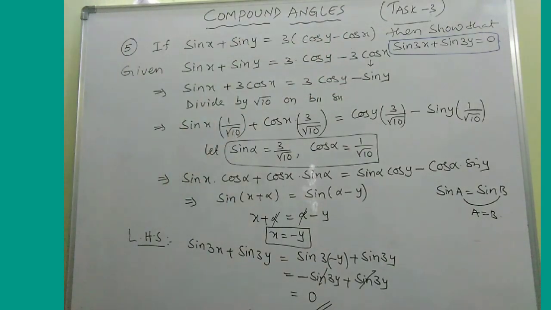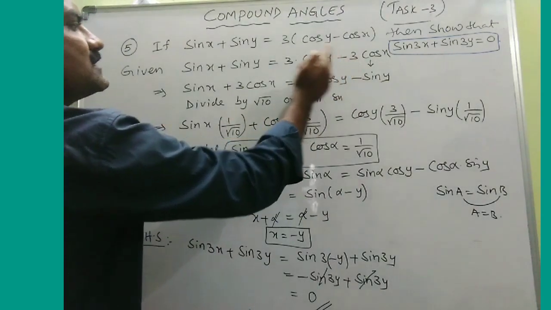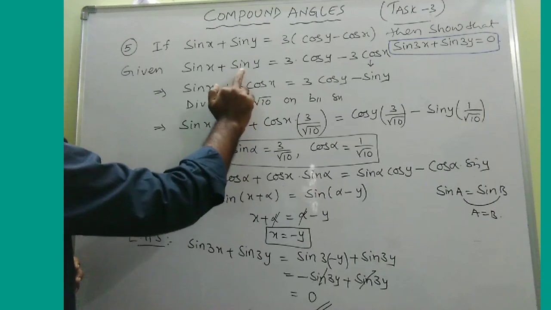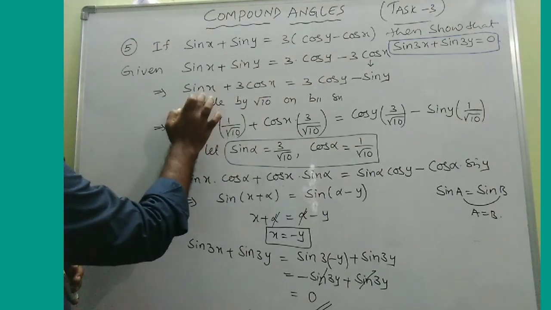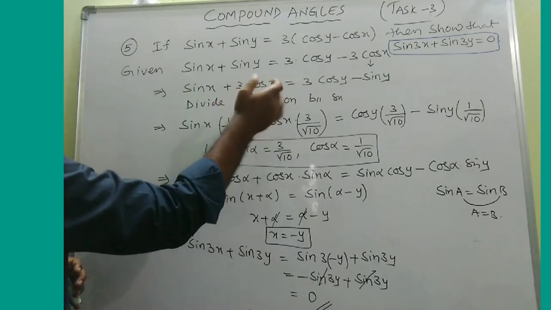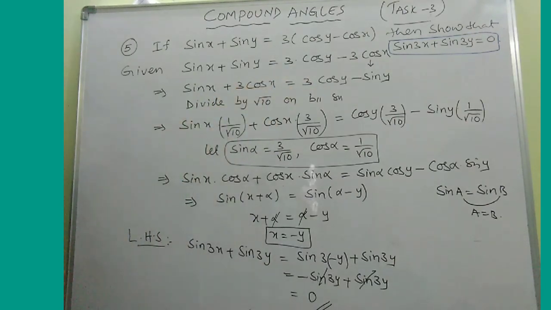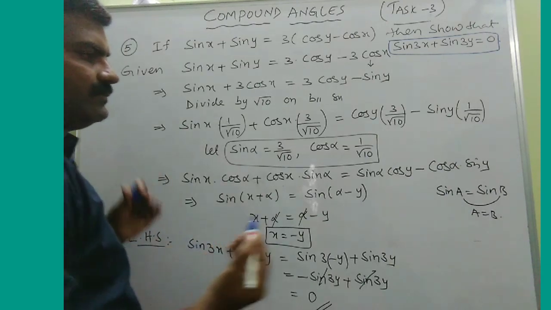into cos x. So first of all, arrange x terms together and y terms together. So bring this minus 3 cos x to this side, as well as send this y term that side. So then sin x plus 3 cos x is equal to 3 cos y minus sin y.